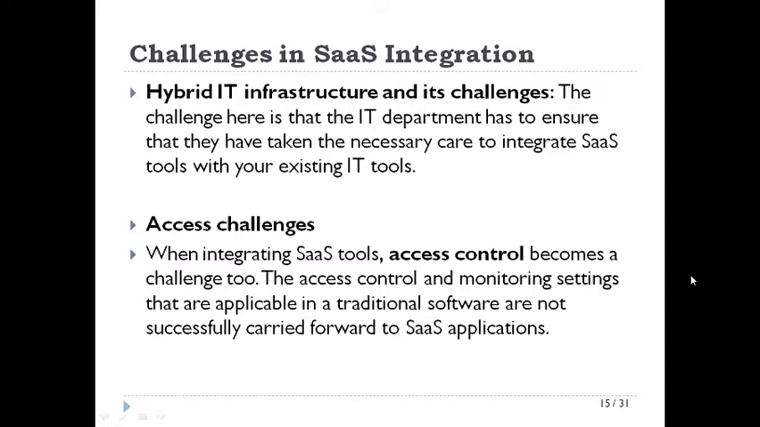So let's start with the first key challenge: hybrid IT infrastructure and its challenges. Reading from the PPT, the challenge here is that the IT department has to ensure that they have taken the necessary care to integrate SaaS tools with your existing IT tools. Supposedly you went to Google Cloud for migrating, and Google says that you have to use Gmail, our own mailing service, to operate. Let's suppose that it is mandatory. And on the other side, as a company, you have your own emailing system, you have your own management system within your institution, within your company, everything you are handling from that particular mailing service.